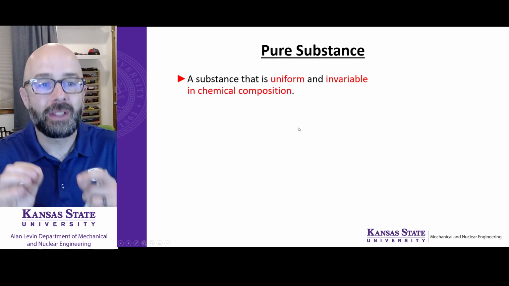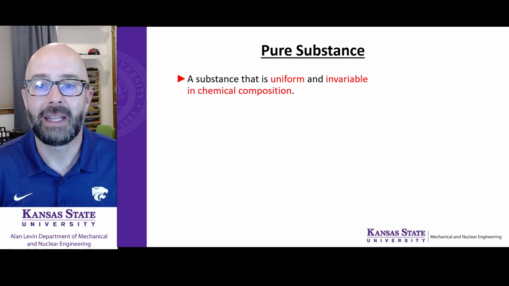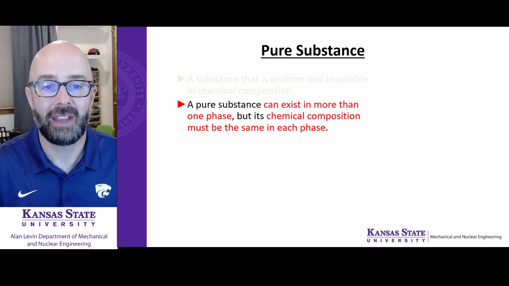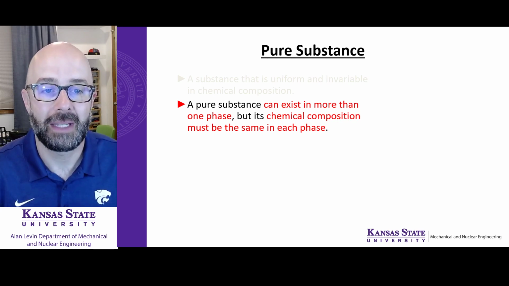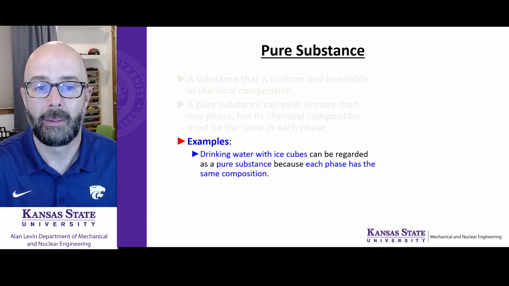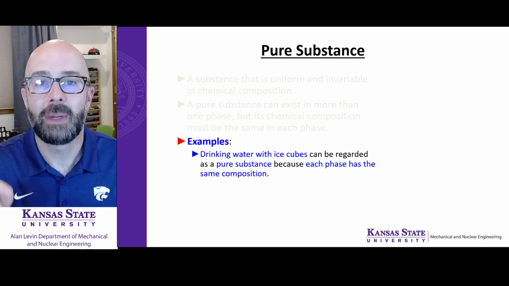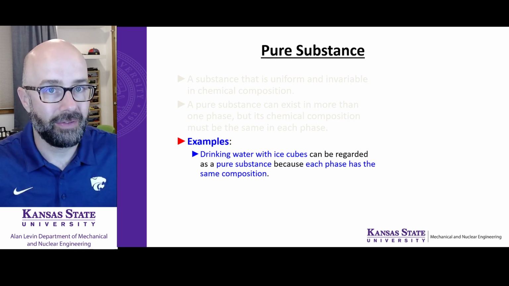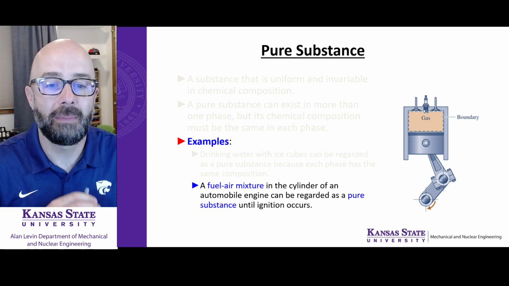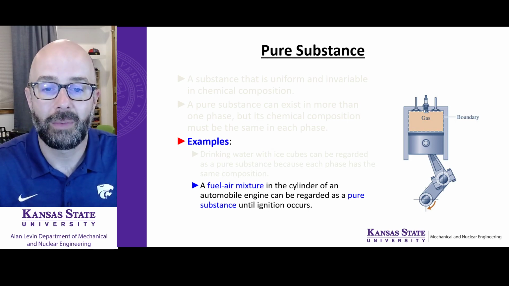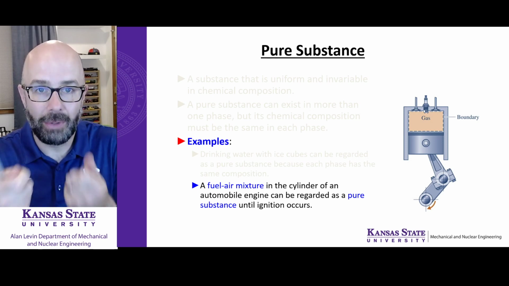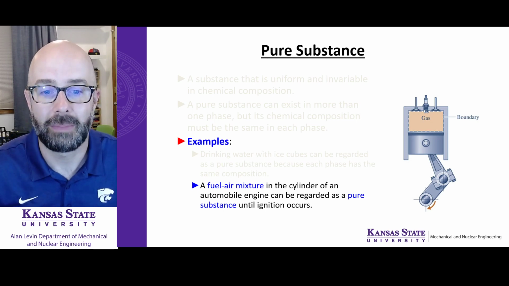Okay, now a pure substance is a substance that is uniform and invariable in chemical composition. So a pure substance can exist in more than one phase, but its chemical composition must be the same in each phase. Right? So here are some examples. Drinking water with ice cubes can be regarded as a pure substance because even though it has a different phase, everything is H2O. Okay? The same composition. Even the fuel-air mixture in a cylinder of an automobile can be regarded as a pure substance until ignition occurs. The chemical composition all the way in that gas is going to be pure.